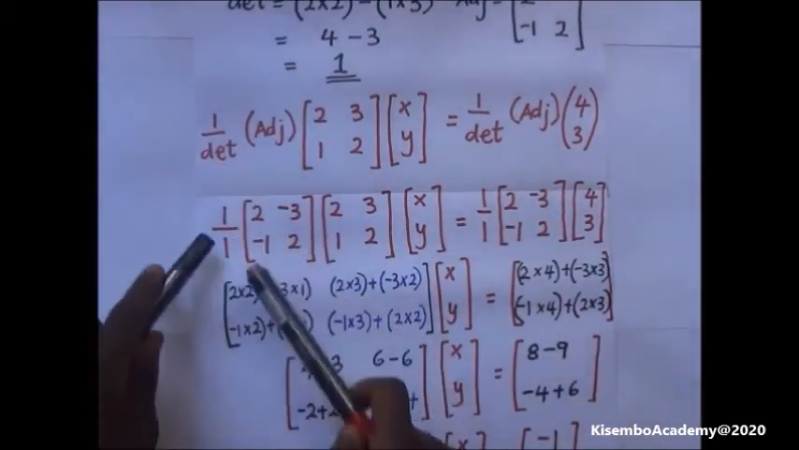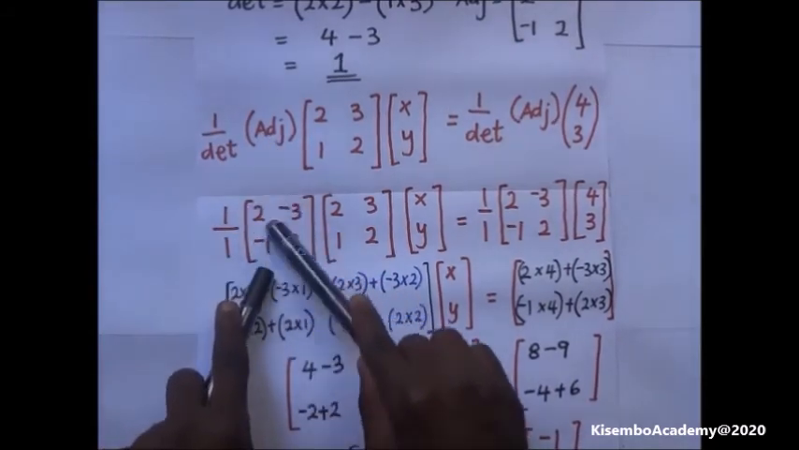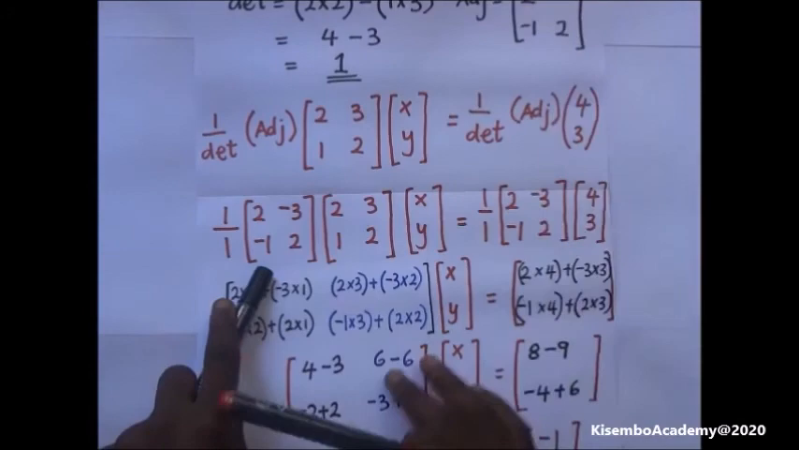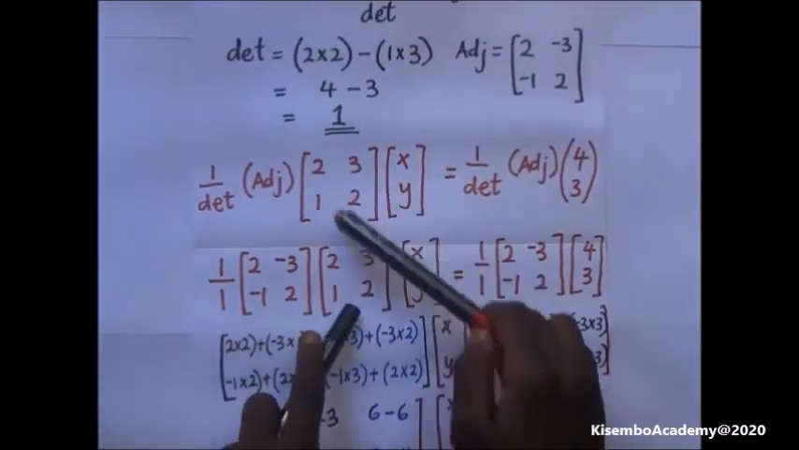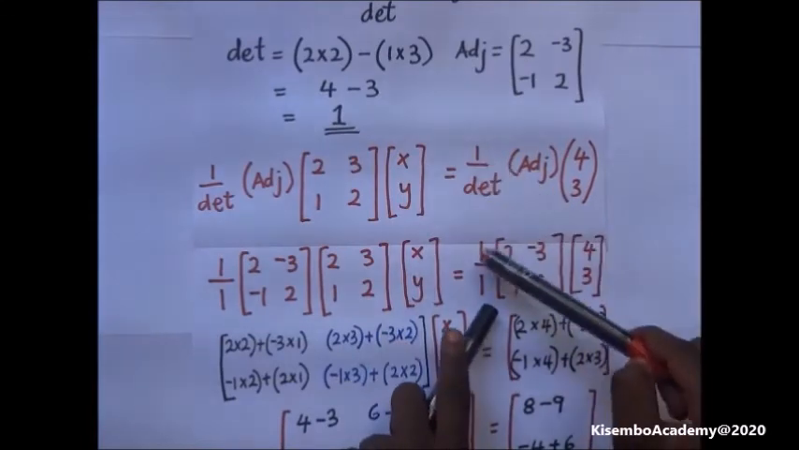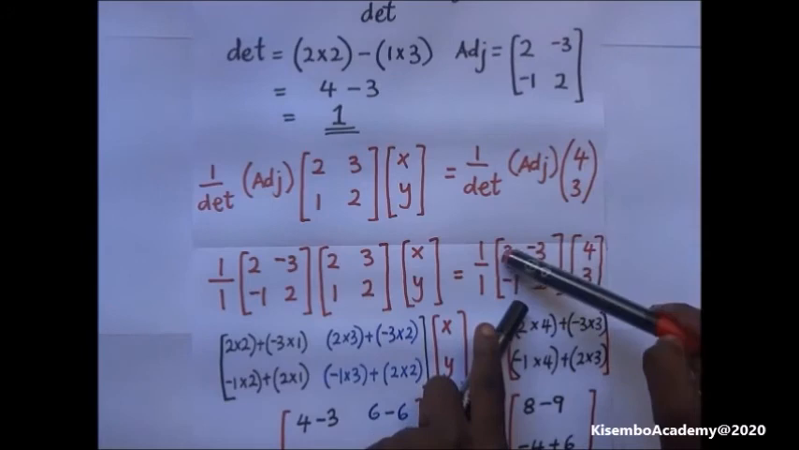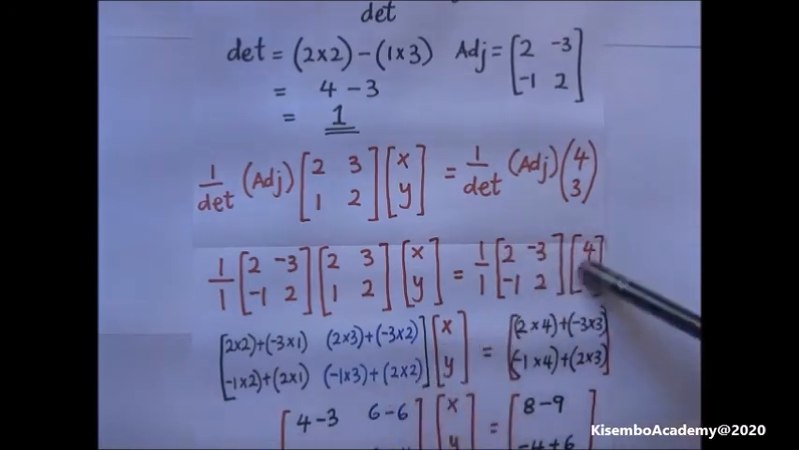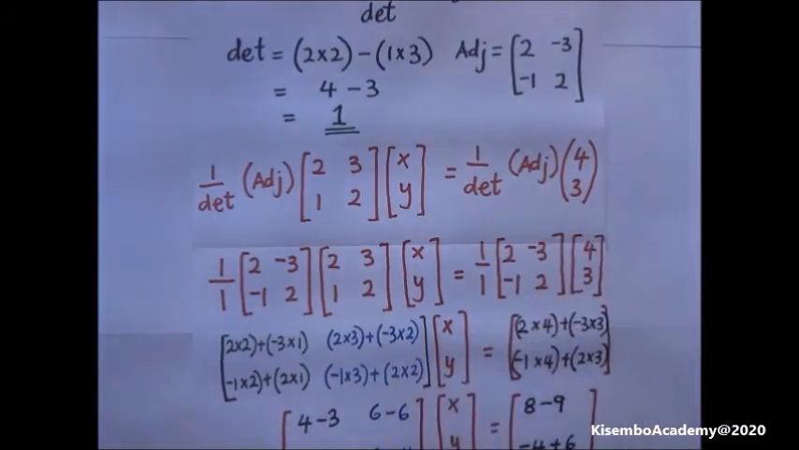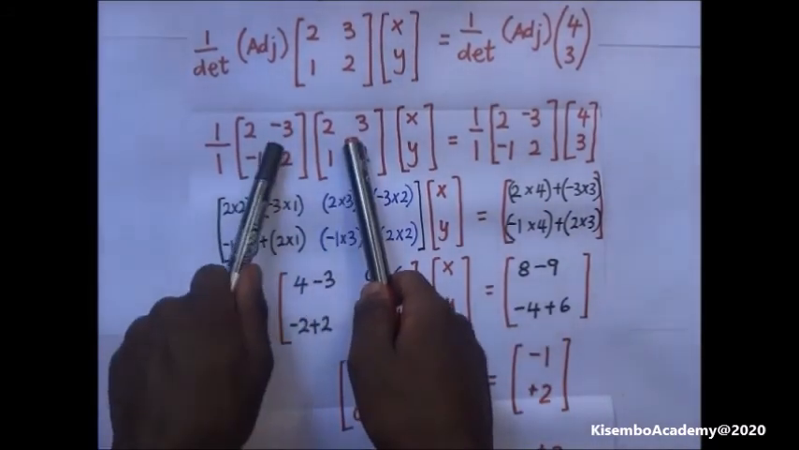So 1 over determinant is 1 over 1. 1 is the determinant, times the adjoint, which we already got here, times this, times that, is equal to 1 over determinant, which is 1 over 1, times our adjoint, which we already got as 2, -3, -1, 2, times 4, 3. Then the rest is math. So we multiply this by that.